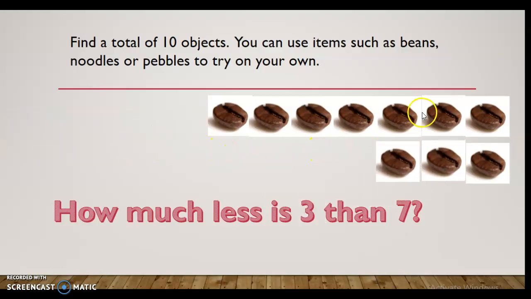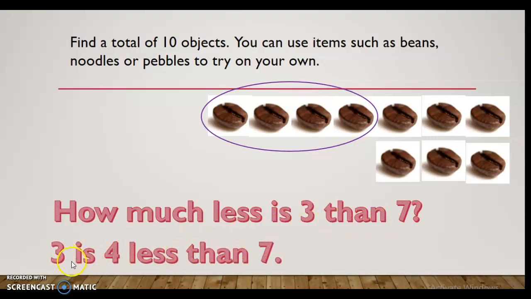Okay, so I have them all moved over to the left side, and these are the same, but I can see that I have this group here. 1, 2, 3, 4. And the 3 coffee beans does not have this amount. So when I ask how much less is 3 than 7, I would say that 3 is 4 less than 7.